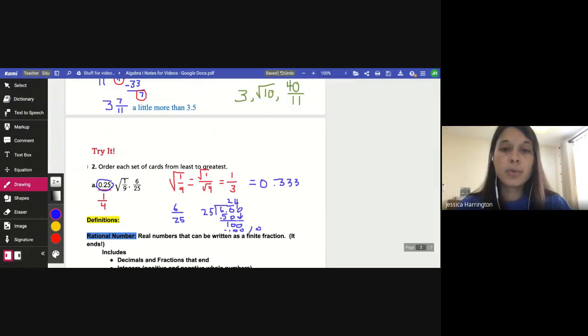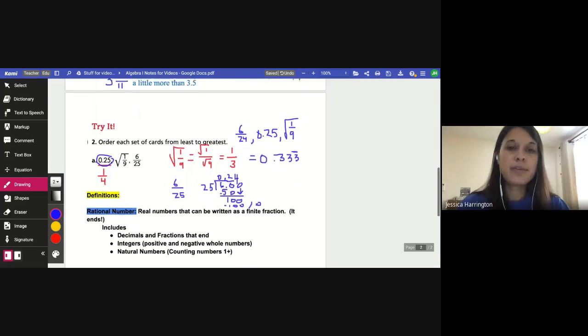So now I just pull my decimal up, point. So I know 6 over 25 is 0.24. So that's the smallest one. So from least to greatest, 6 over 25, because that's 0.24. Then it's 0.25, because that's 0.25. Then the biggest one is square root of 1 over 9, because that came out to be 0.3333 repeating. I could put this bar over it. That's the repeating bar that tells you that 3 goes on forever.